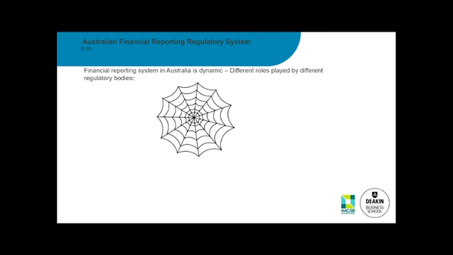So our financial reporting regulatory system looks at the different roles that are played by all the different parties. Who sets the accounting standards in Australia? Well, that's obviously the AASB, which is a government agency. They report to the Treasurer, and they were agreeing to adopt the International Accounting Standards back in 2005.